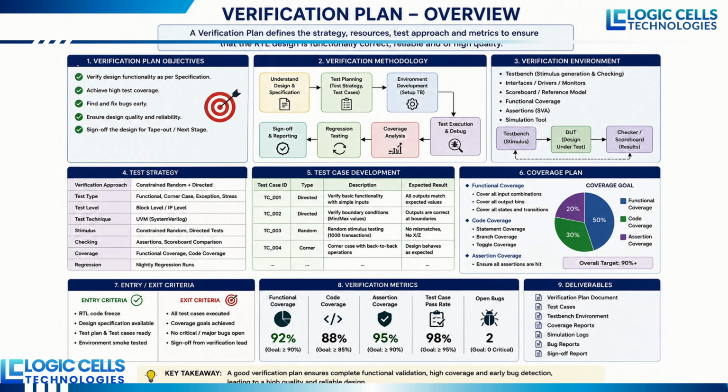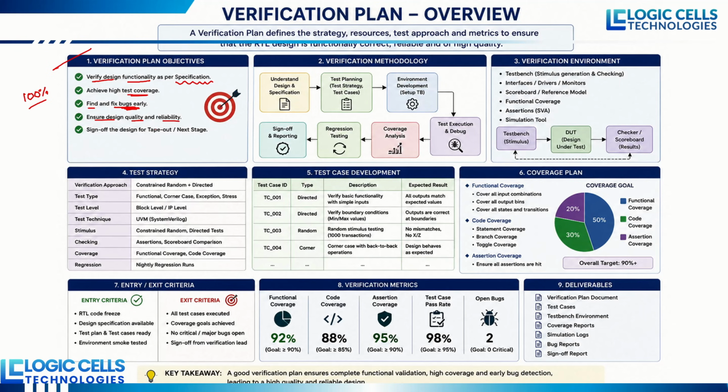You need to set verification plan objectives first. Let's say we are verifying the design functionality as per the specification. This is your first objective: you need to follow the specification. Then achieve high test coverage. Let's say the maximum coverage should be 100%. You need to achieve 100% coverage. Then find and fix bugs early. That is your objective.